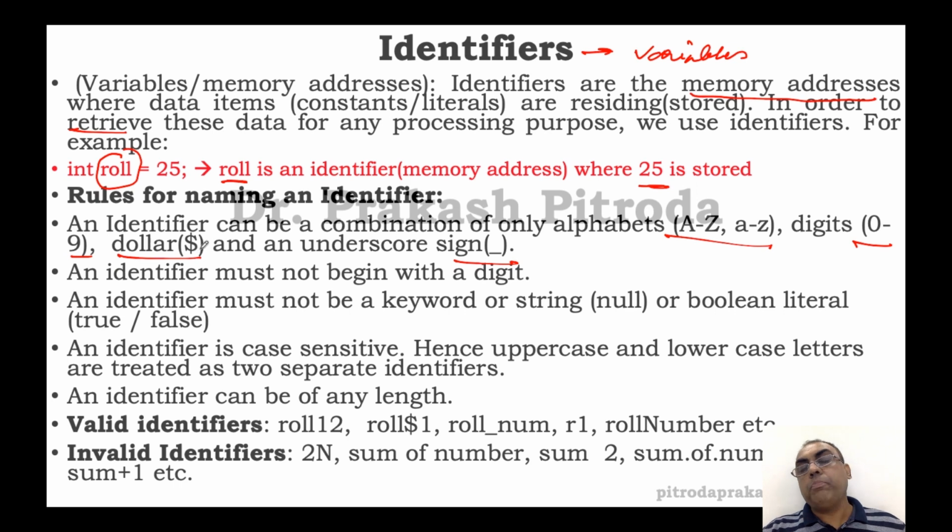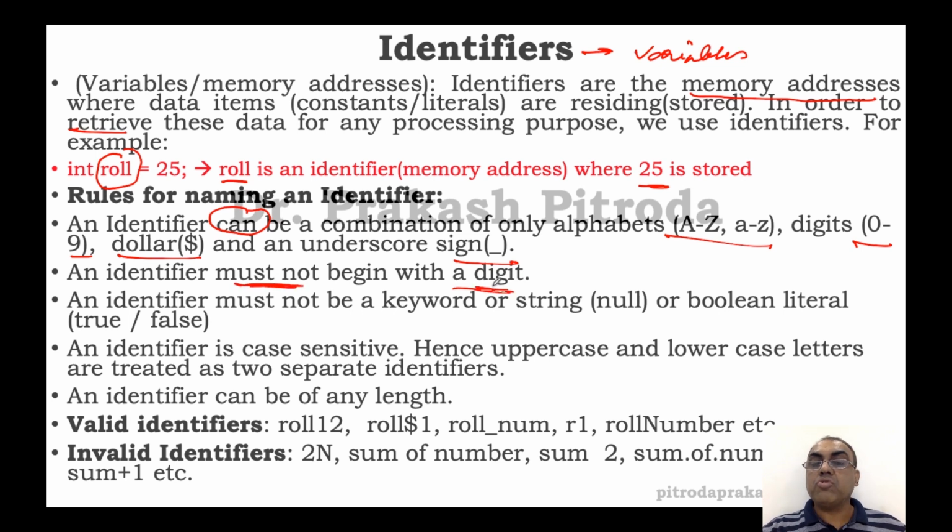Dollar used to be used in the previous languages, but people are still using it now. At least now you can write multiple characters including underscore. So you may find somebody's email ID also having an underscore. There's a big difference between a dash and an underscore. This is an underscore. So it can be a combination of all of them.